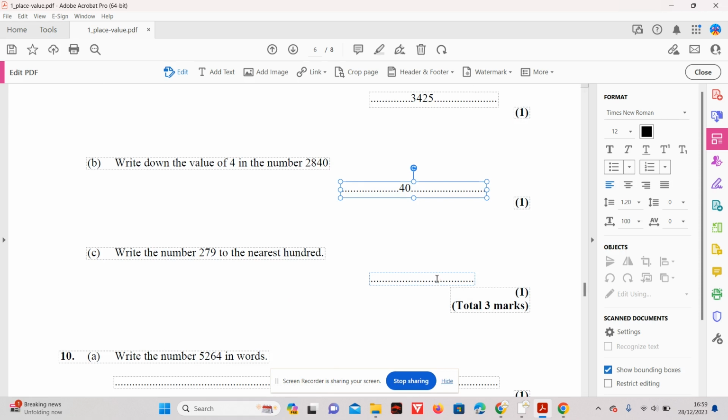Next one, write the number 279 to the nearest 100. So I'm just going to look at the tens column for this, and the number is 70, so round that up. So we're going to round that 2 up to 300.